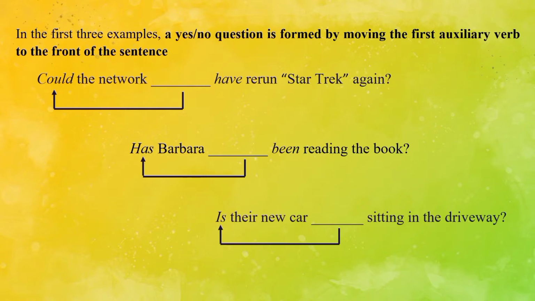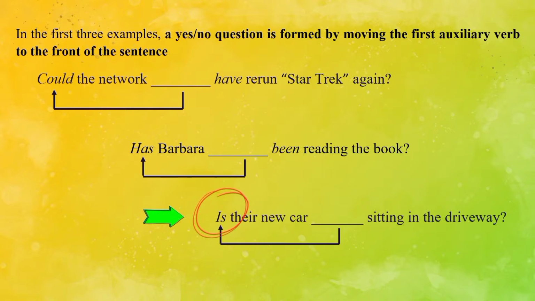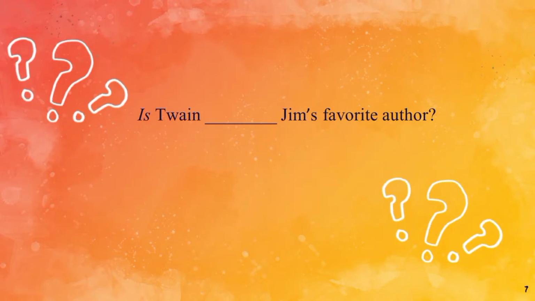And finally, in the third example, the original statement is, their new car is sitting in the driveway, but by moving the word is, which is the auxiliary verb, to the front of the sentence, it became, is their new car sitting in the driveway? How about in our fourth example? How was it formed?